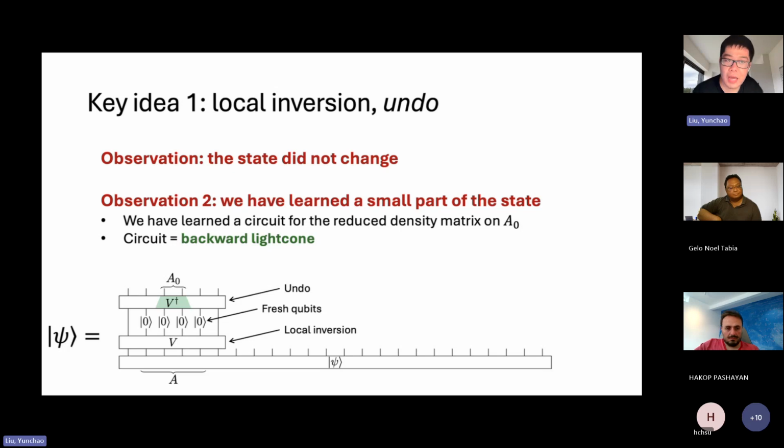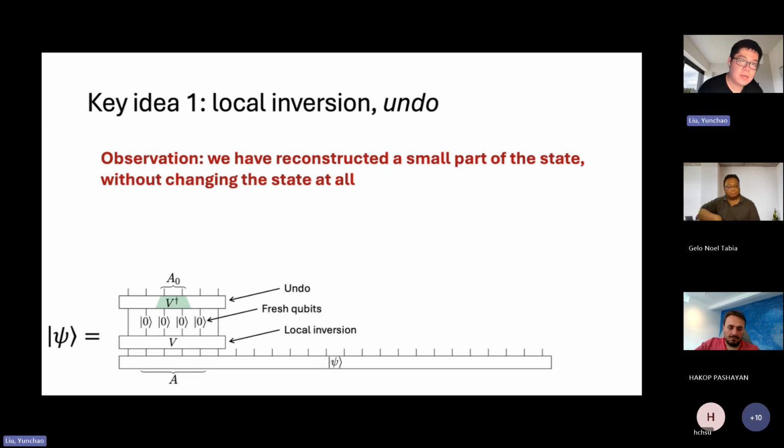But then something interesting happens if we combine the two observations. Combining the two observations, we can say that we have reconstructed a small part of the state without changing the state at all. We have applied V and V dagger, and we argue that we have reconstructed a very small part of the state in A0, and overall the global state does not change at all. But then we can philosophically wonder: if we can do something good that doesn't change anything, then why not repeat?